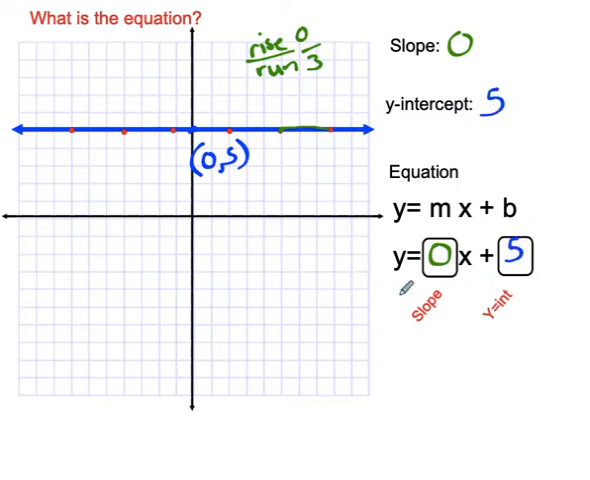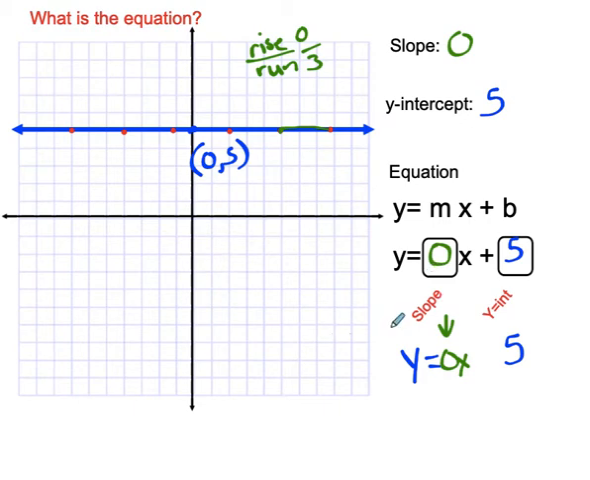Nobody ever writes this as y equals 0x plus 5 because 0 times anything is 0. It's not going to do anything. So a lot of times it'll get summarized as just y equals 5. But you know there's 0 x's there, so the slope is in there. We just can't see it. So the equation of this line is y equals 5 because it has that slope of 0.